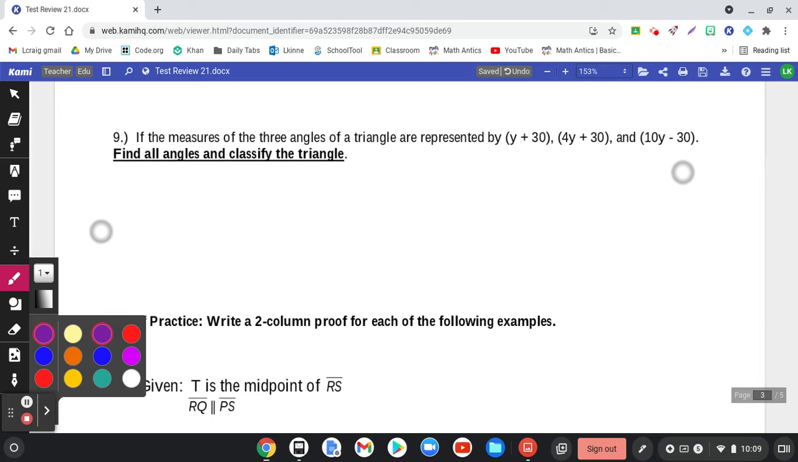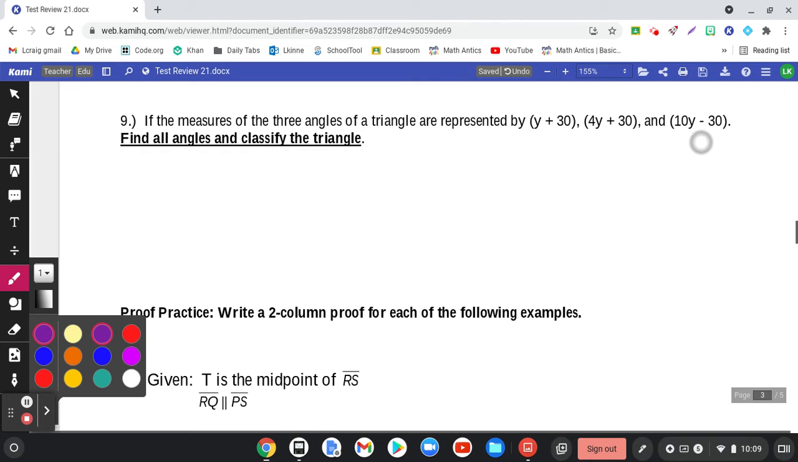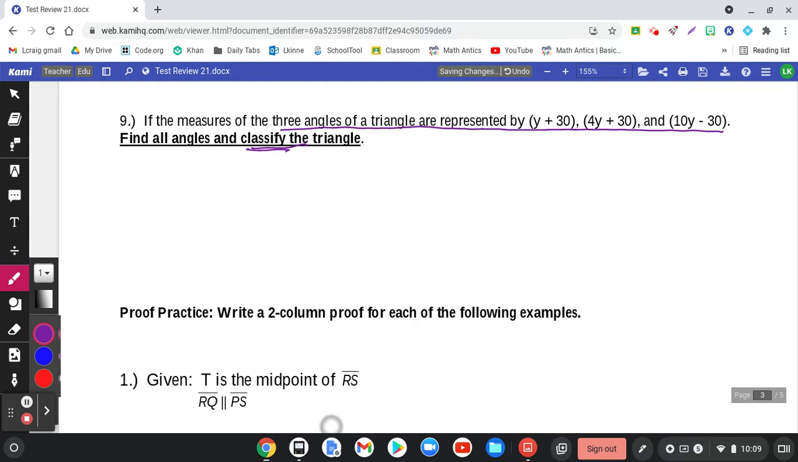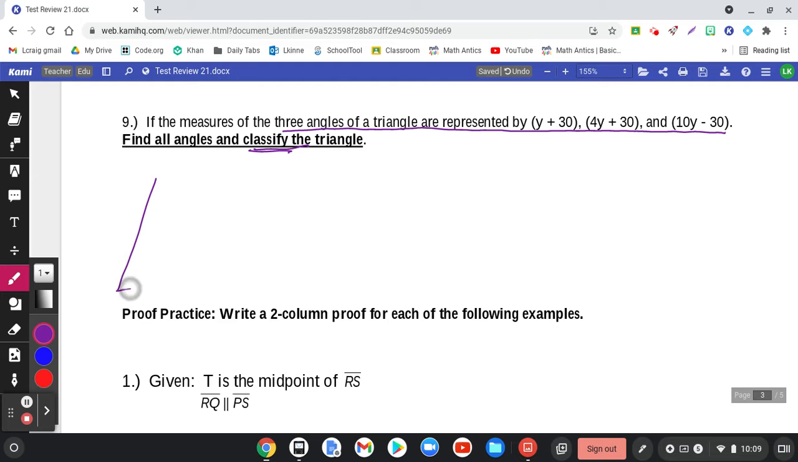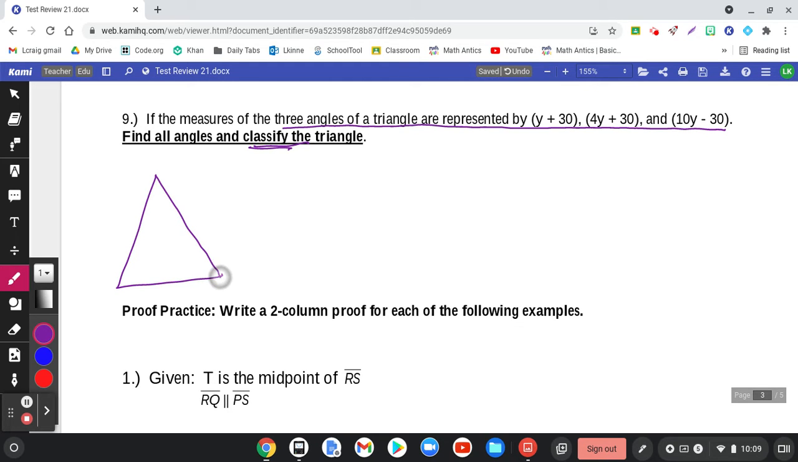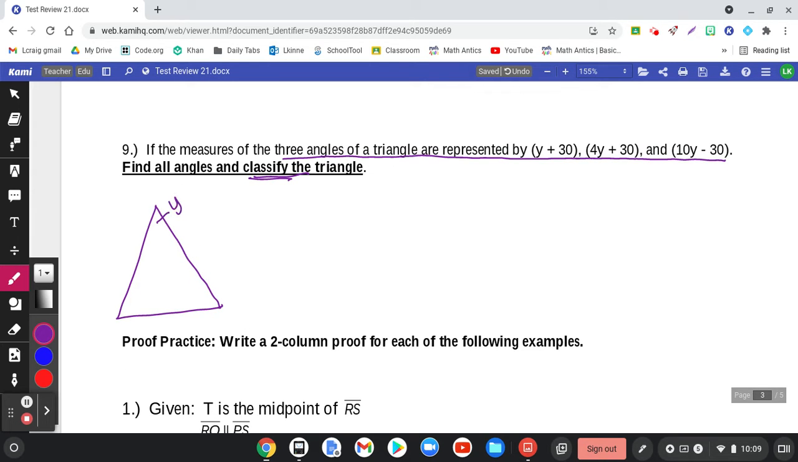So we'll do one last question. We'll make it a word problem, and then we'll move into our proofs. So it does help sometimes if you draw a picture. The measure of three angles of a triangle are represented by those expressions. Find all the angles and classify the triangle. Don't forget to name it based on its angles. All right, so I'm going to draw my triangle. Doesn't have any letters, but that's okay. Y plus 30. 4y plus 30. 10y minus 30.